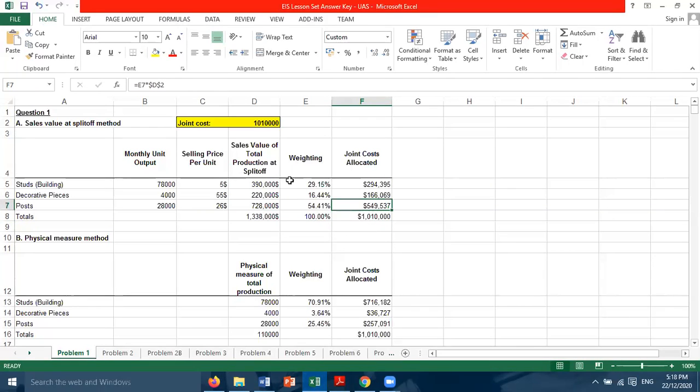Now, after we get each weighting, all we need to do is multiply the weight to the total joint cost, which is 1,010,000. So here we get 29.15% times 1,010,000, and so on. And we will get the answers for question 1A. Yeah, okay, there we go.